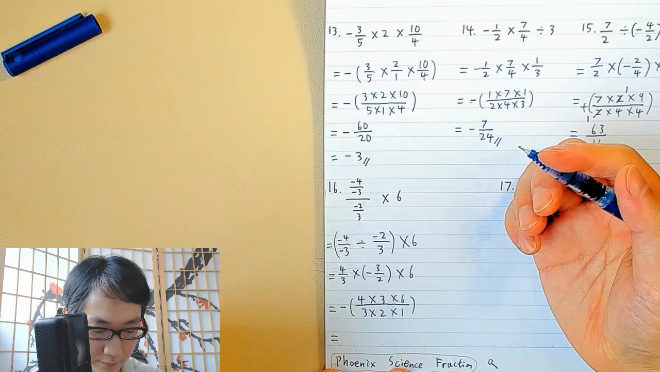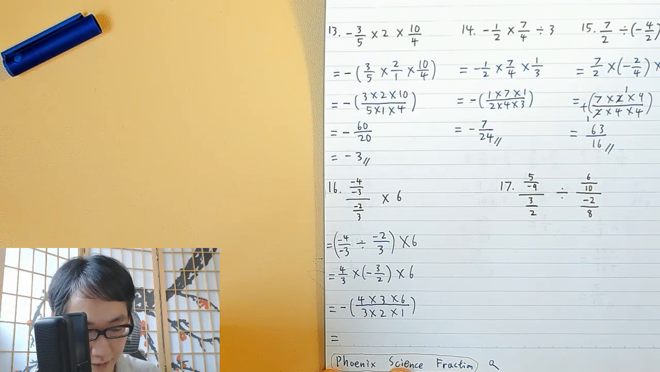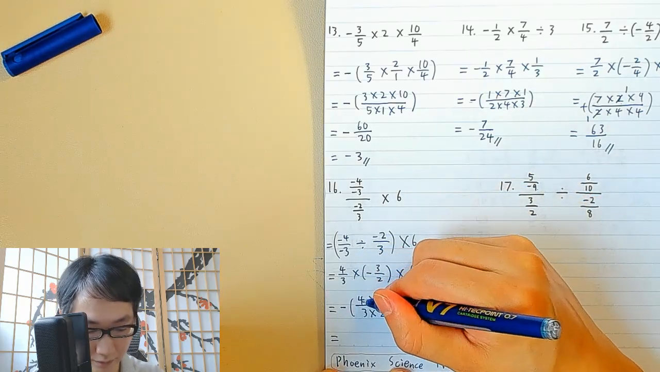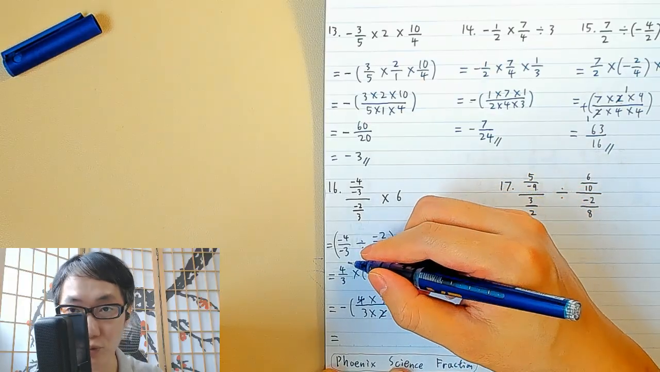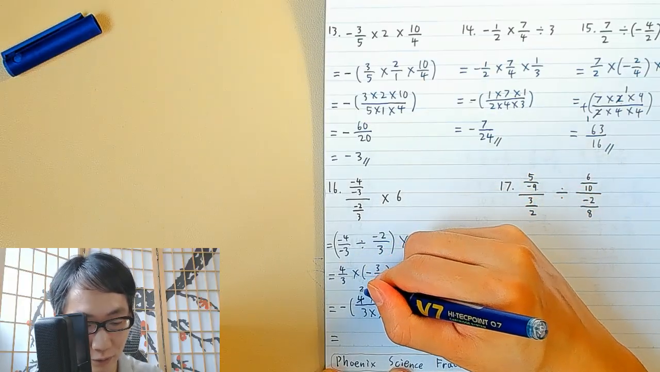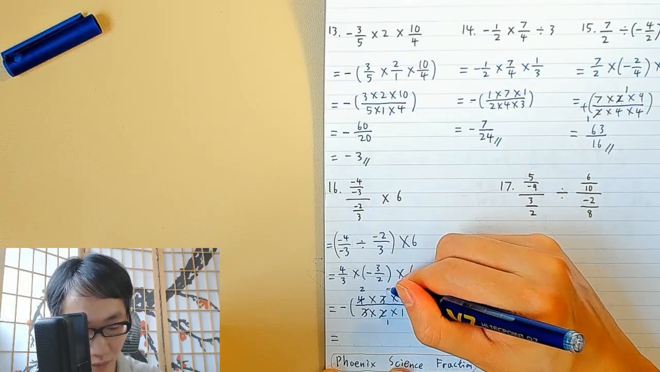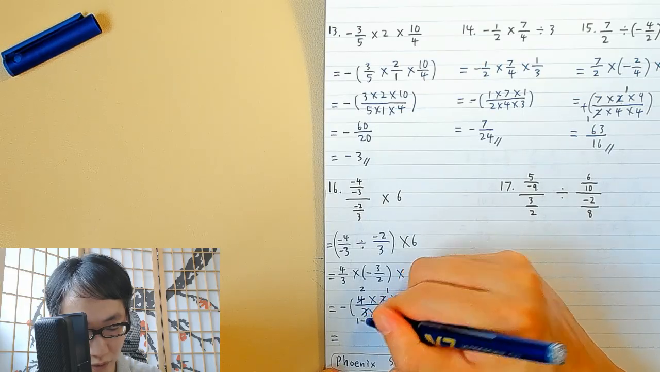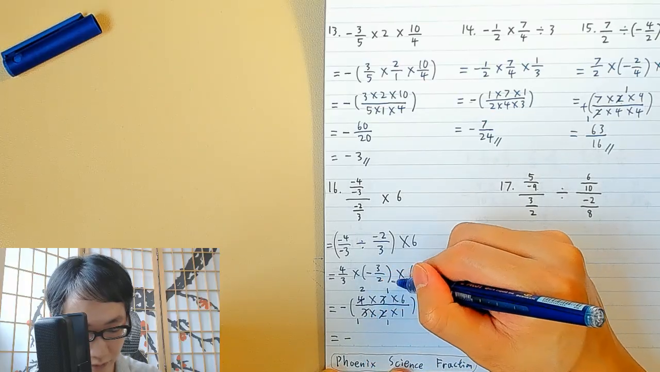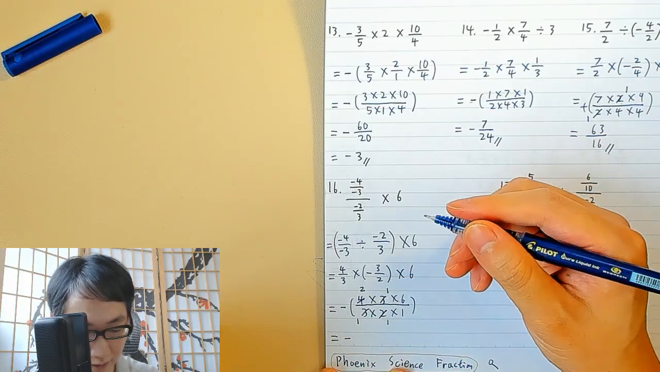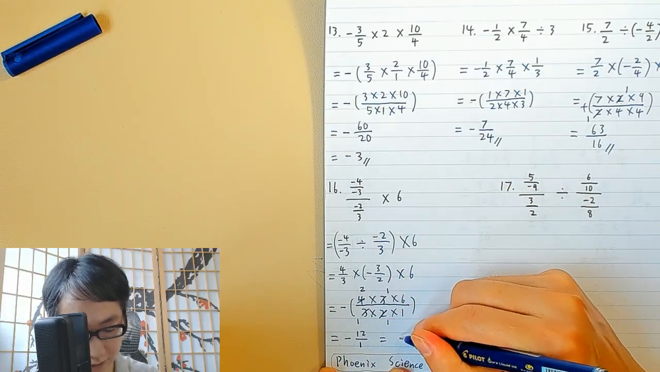Okay. So we can simplify already. This is 4 and 2. Both of them can be divisible by 2. So 4 divided by 2 is 2, while 2 divided by 2 is 1. 3 divided by 3 is 1. 3 divided by 3 is 1. Okay. So we have negative 2 times 6 is 12 over 1. So this is negative 12.